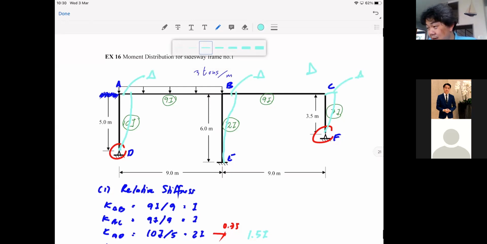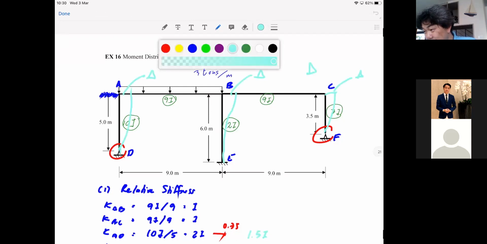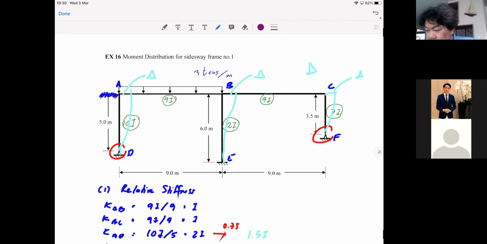But this time, your psi will not be 0. Okay? This is the psi, that angle. And this becomes the psi. I can call that psi AD. This is psi BE. And then that's the psi CF.